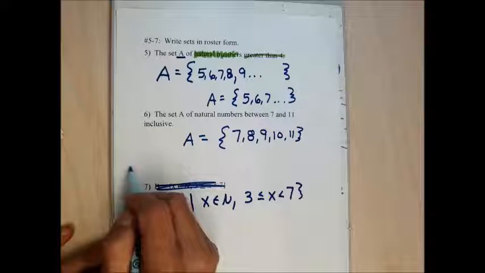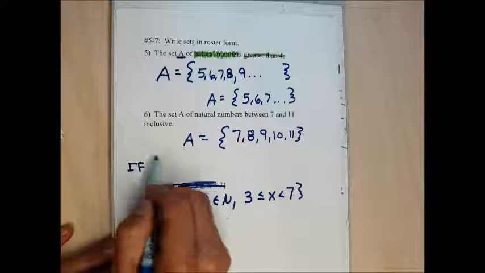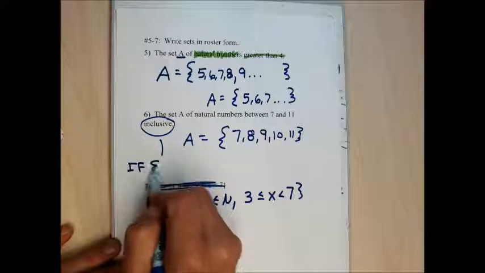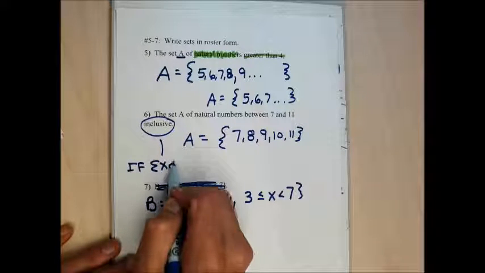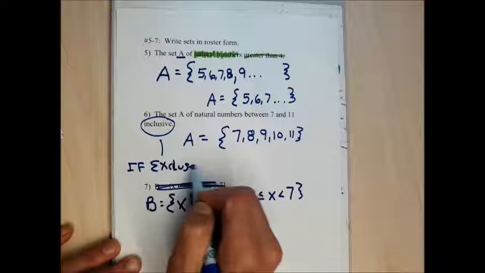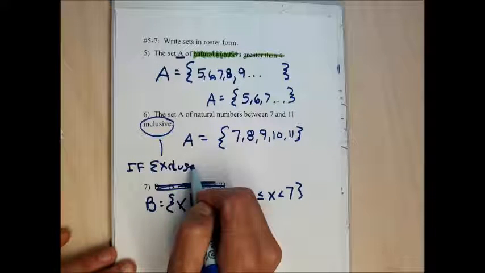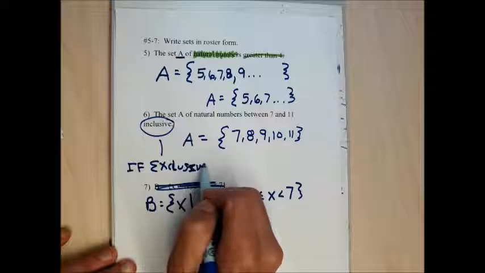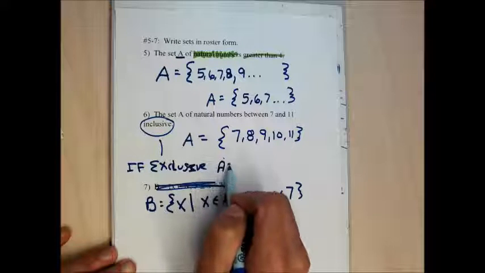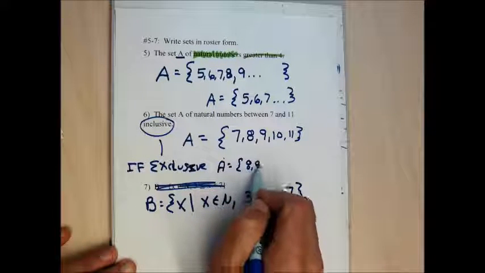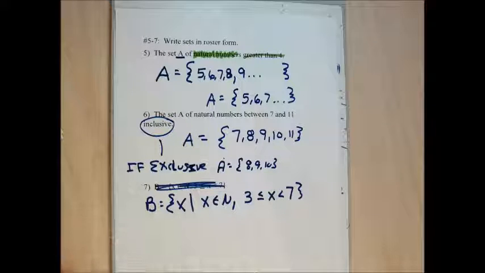If the problem said exclusive, then that answer that I gave is an answer for an inclusive. I can't even spell that this morning. If it said exclusive, my answer would have been A equals just 8, 9, and 10, because exclusive would not include the numbers that were mentioned. On the test, I would feel comfortable doing either.